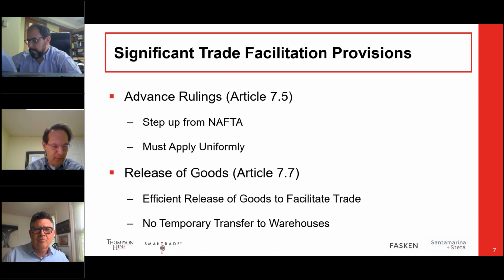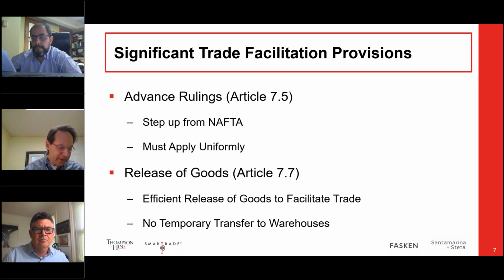Under the USMCA, the ruling has to apply throughout the territory to the person to whom the ruling is issued, and that's important. The advanced ruling only applies to the person to whom the ruling is issued. So if somebody else has the exact same goods, that advanced ruling doesn't apply to them. They can use it, but they can't rely on it and bind the government to that ruling. And this uniformity of application at a practical level means that at all entry points in the territory of a country, there has to be uniformity of application with respect to that advanced ruling.